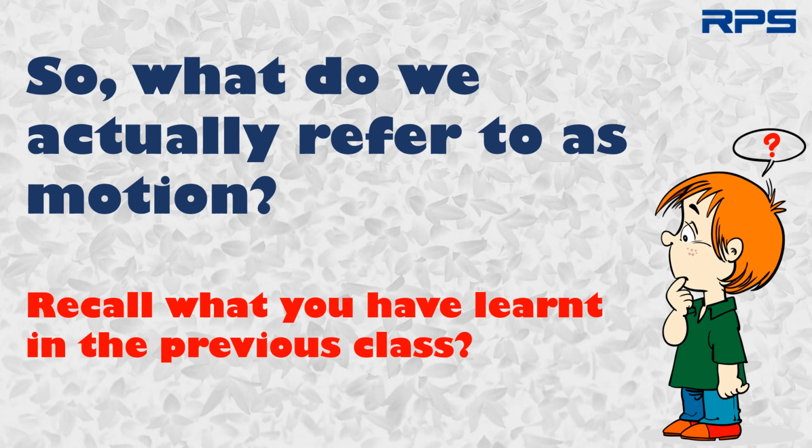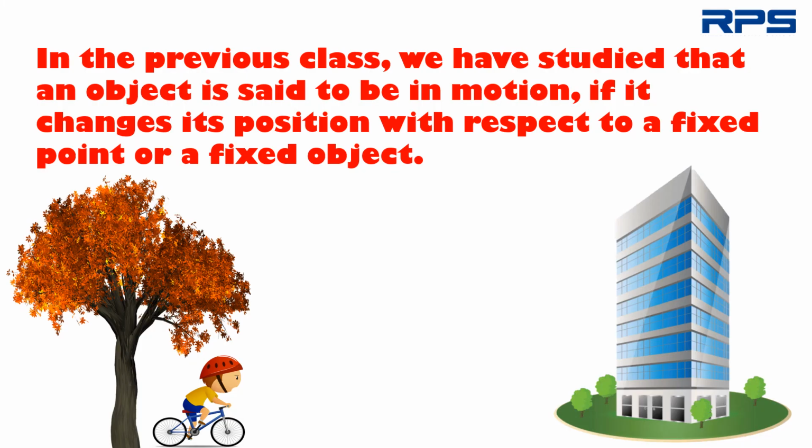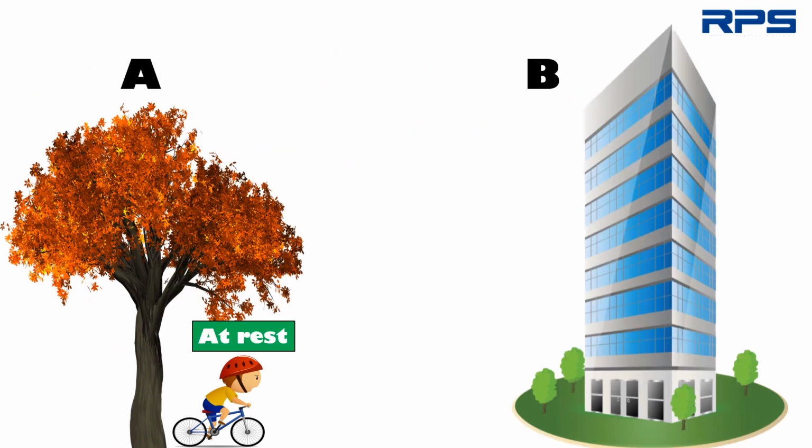Recall what you have learned in the previous class. In the previous class, we have studied that an object is said to be in motion if it changes its position with respect to a fixed point or a fixed object. So, if an object changes its position or moves from one location to another, we can say that the object is in motion.